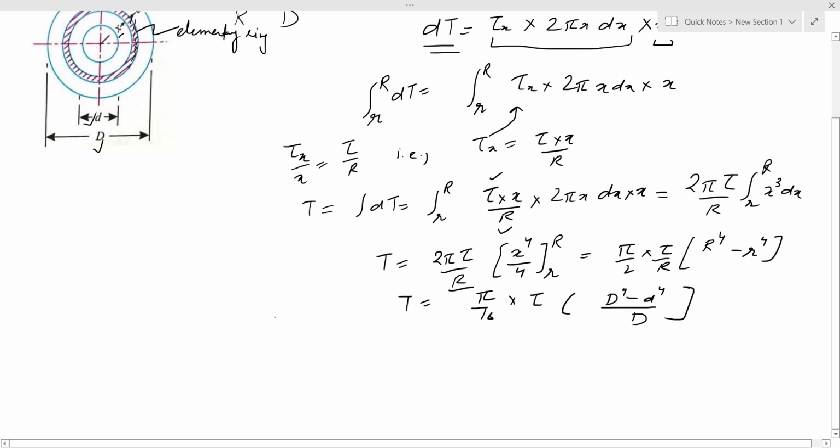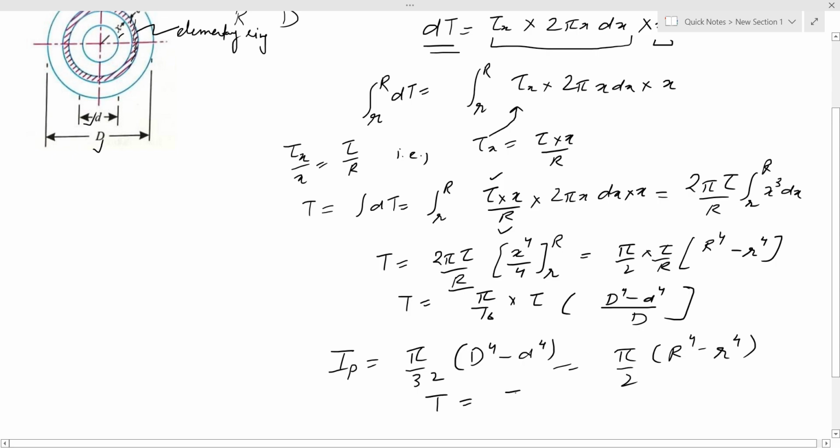We also know that for a hollow circular section, the polar moment IP is pi upon 32 into capital D to the power 4 minus small d to the power 4, or it is pi by 2 into capital R to the power 4 minus small r to the power 4. From here we can say that T equals tau upon R into IP. We will place this value, so T upon IP equals tau upon R equals G theta upon L.